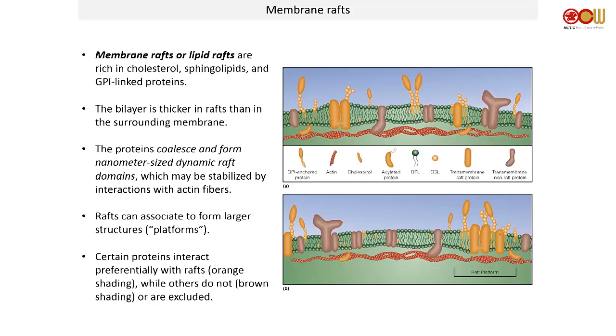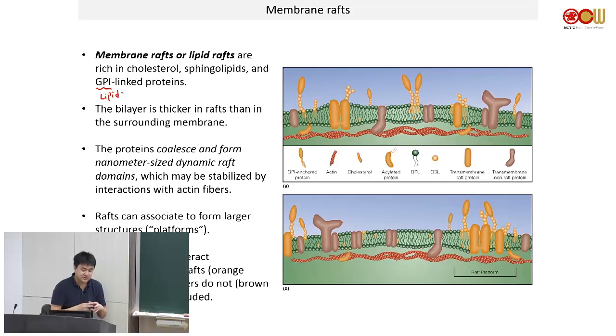Membrane rafts are rich in cholesterol, sphingolipids, and GPI-linked proteins. You may ask, what is GPI? GPI is glycosyl phosphatidylinositol. So this is a lipid, a lipid-linked protein, whatever. Membrane rafts are essentially rich in cholesterol. So you form these little islands, and these little islands will move together in the membrane. Once you form these little islands in the membrane, the bilayer is thicker. It actually becomes thicker.